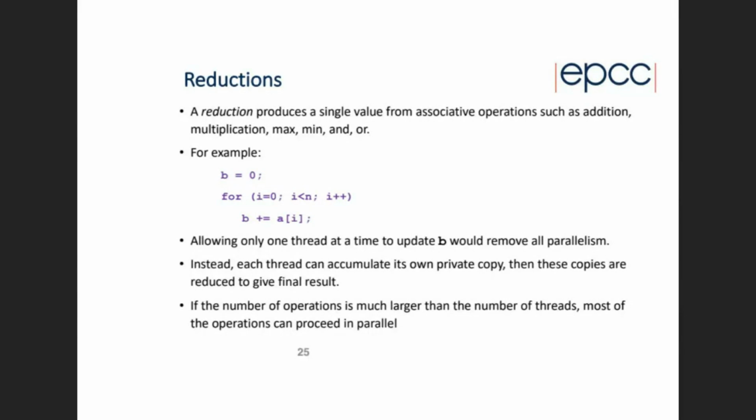So for example, if I have a loop like this where I want to form the sum of the elements of an array in a scalar variable b, then the question is, can I extract some useful parallelism from that? Well, if I divide those iterations between different threads, then I would have a race condition. If b is a shared variable, then I would have multiple threads trying to update b.